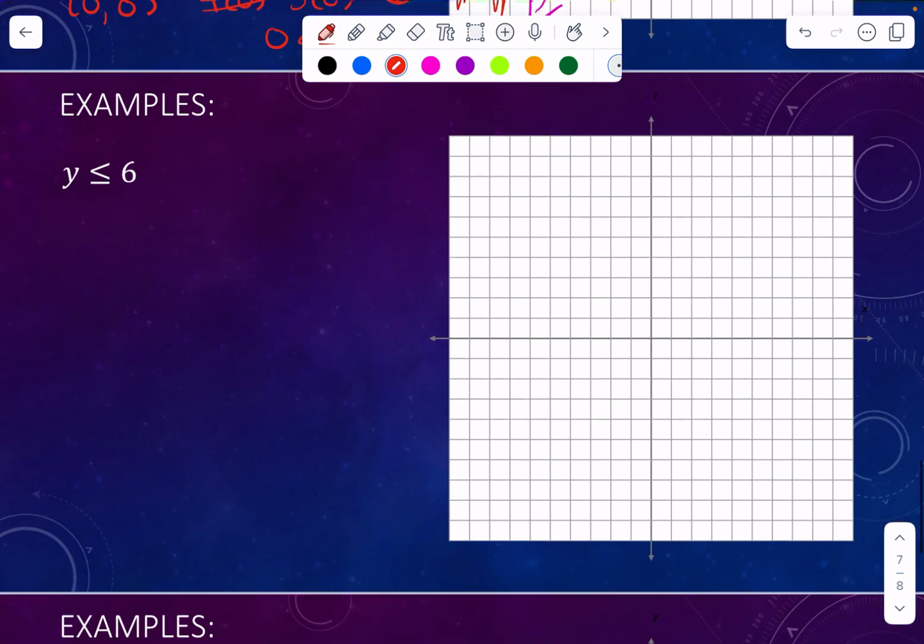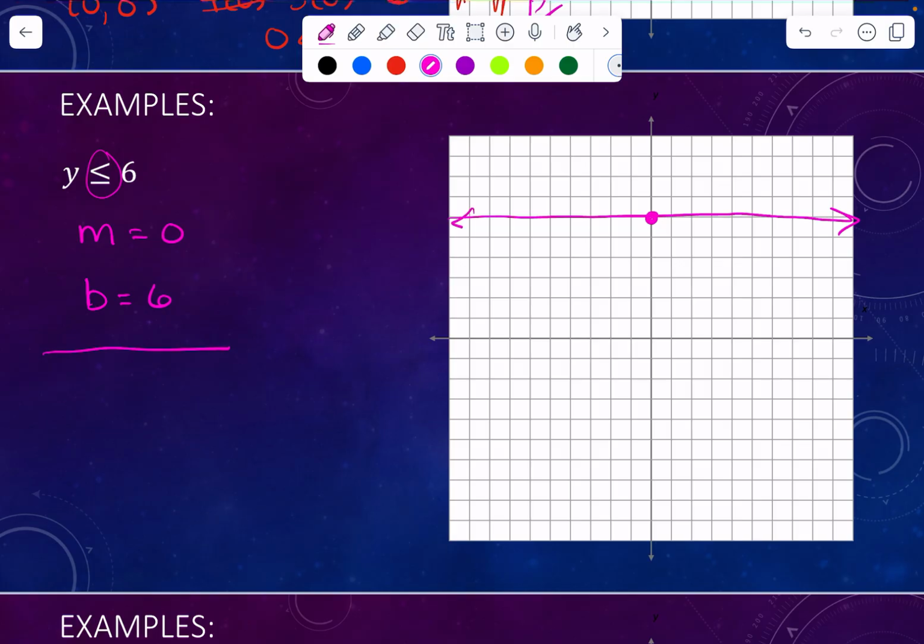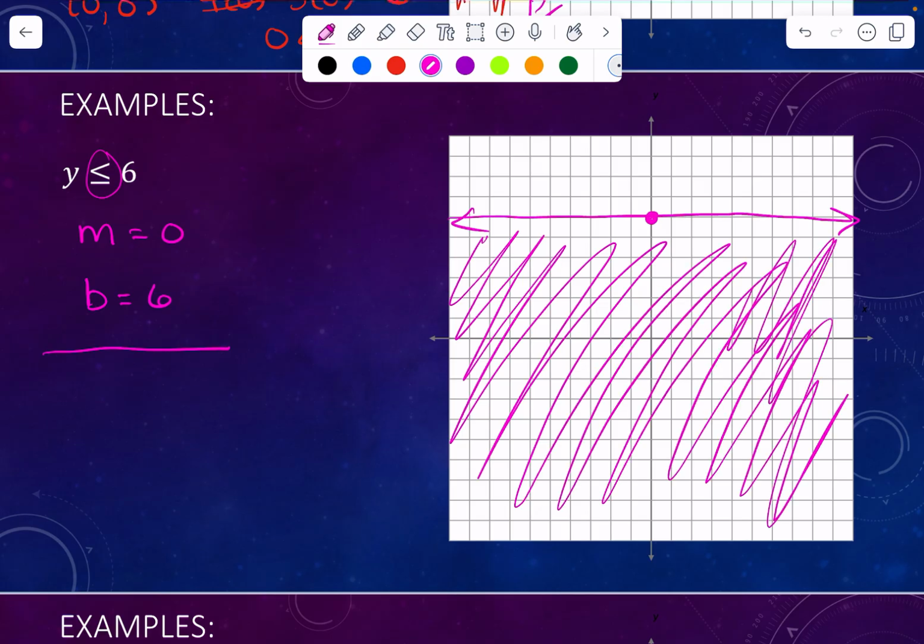All right, let's go back. We're going to do 2 more. We're just going to review these special ones. y is less than or equal to 6. So my slope is 0. My y-intercept is 6. So that means I come over here. 1, 2, 3, 4, 5, 6. And remember, this is a horizontal line. I look at the symbol. This tells me it's going to be a solid horizontal line. And now when you look at that, where is y less than 6? And that would be all of this area underneath here.